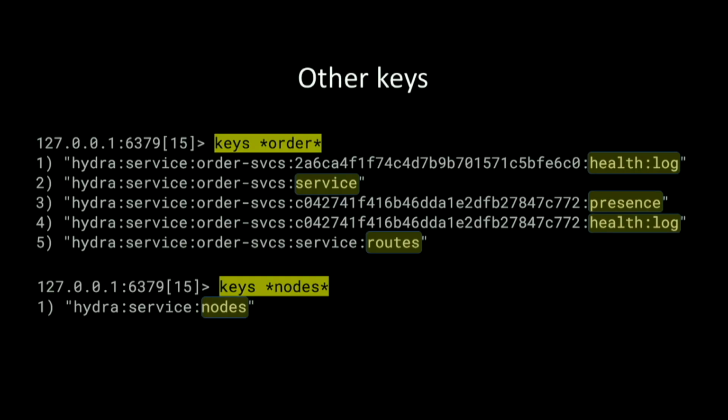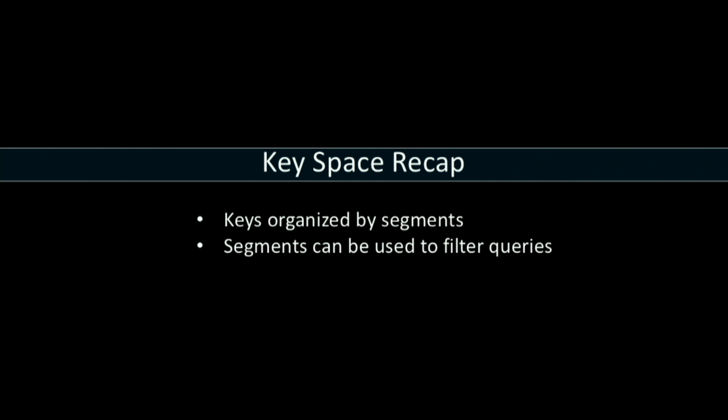We can enter Redis CLI and type Redis commands to view various keys. We'll see examples of this throughout the remainder of the presentation. To recap, our use of keys in Redis is organized by segments, which makes them easier to query. Furthermore, a consistent organization makes them easy to extend and maintain. As we continue, we'll see the role that keys play in the organization of each microservice feature. Let's begin by examining presence.